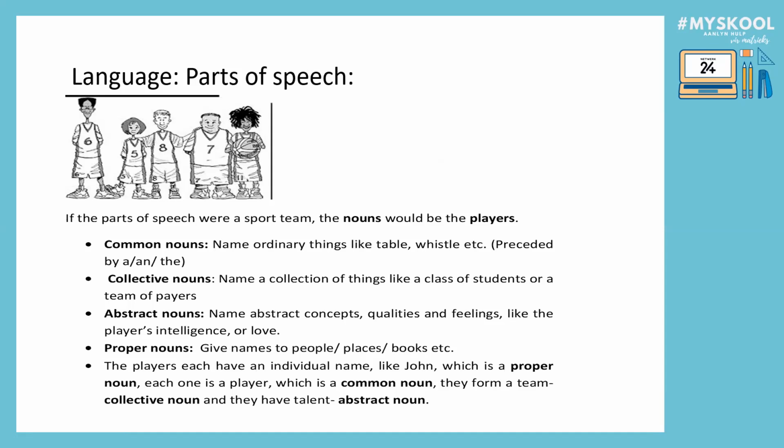Abstract nouns are the names of abstract concepts, qualities, and feelings like the player's intelligence or love. And then proper nouns give names to people, places, books, etc. The players each have an individual name like John, which is a proper noun. Each one is a player, which is a common noun. They form a team, namely a collective noun, and they have talent, which is an abstract noun. So when you think of the 4 different types of nouns, think of the players in a sports team.